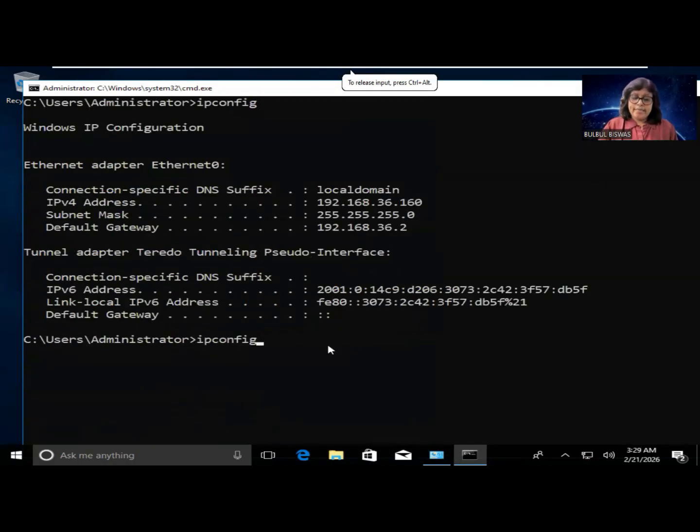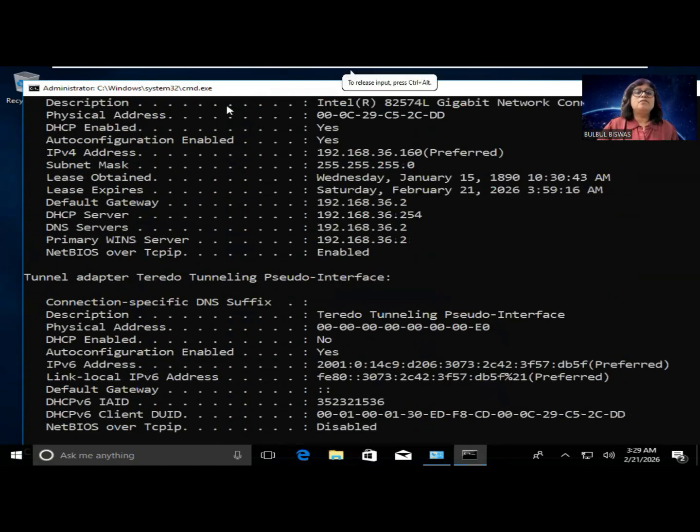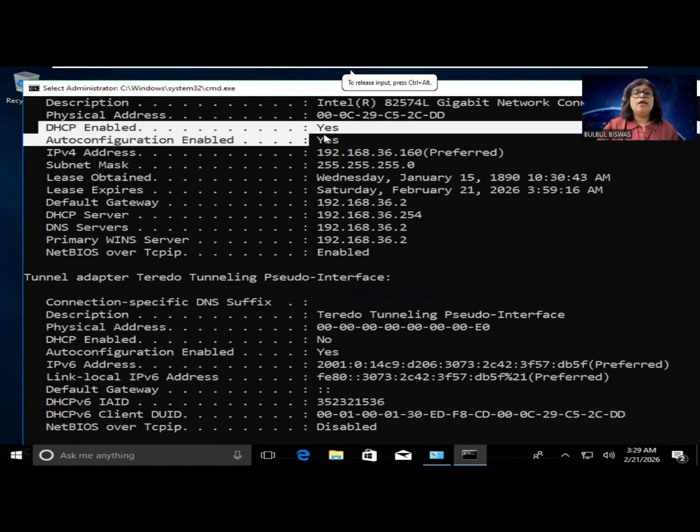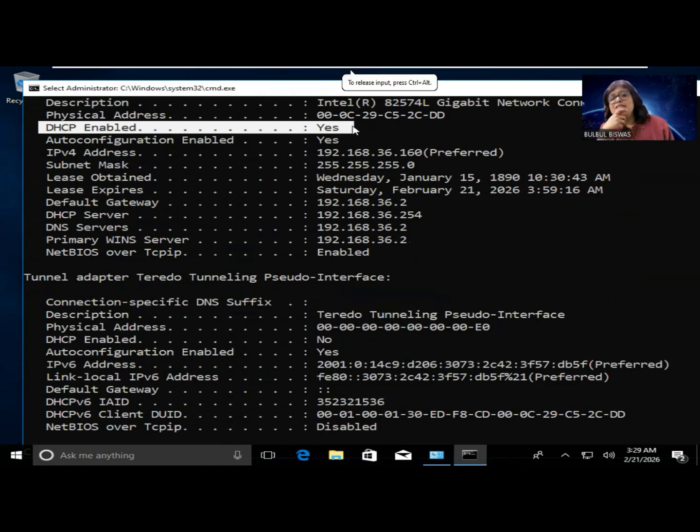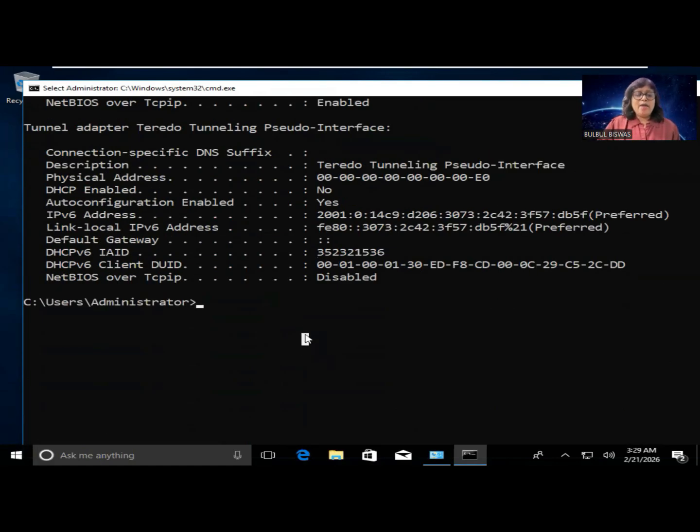Do you want to see whether DHCP is enabled or not? Okay. Now see what happens. Can you see? From where is my machine getting the IP address? My machine is getting the IP address from the DHCP server. Is it clear?